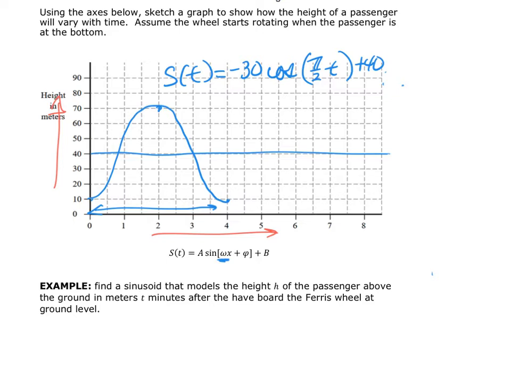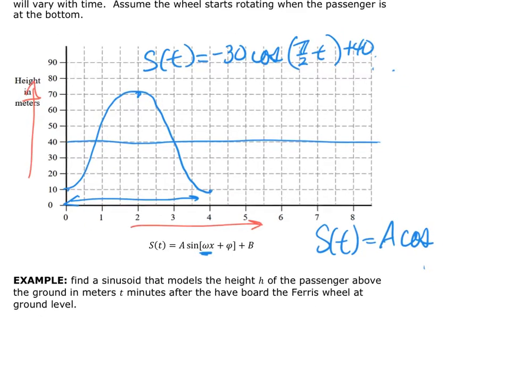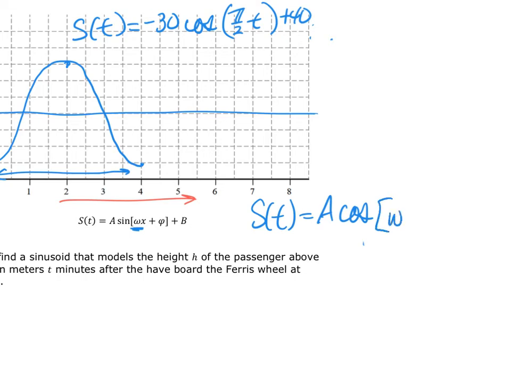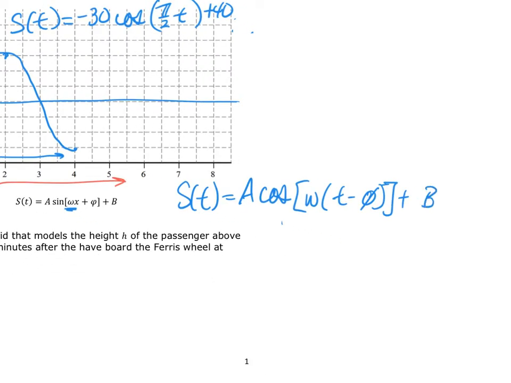I think what you're asking me is, how come I didn't write it like this? S of t equals a cosine, and it doesn't matter if sine or cosine, omega times t minus my phase shift, plus b. The only time I have to worry about factoring out the omega is when I have a phase shift. This one doesn't have one.